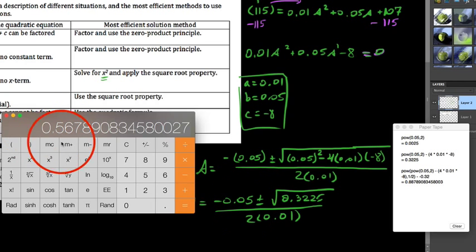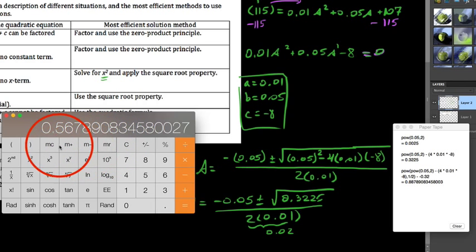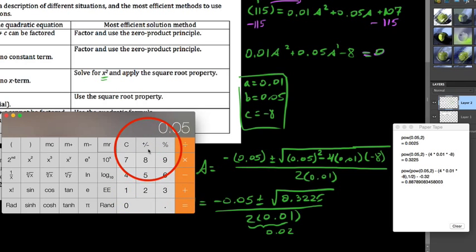So now what I'll do is add this to the memory of my calculator, because what I want to do is take negative 0.05 plus this value and divide it by 2 times 0.01, which, by the way, this bottom part right here is really 0.02. So we'll do this. I've added it to my memory, plus, and then we'll do this. We say 0.05 negative plus memory recall, which was all of this right here, actually. Let's try this again. We have 0.3225 square root.